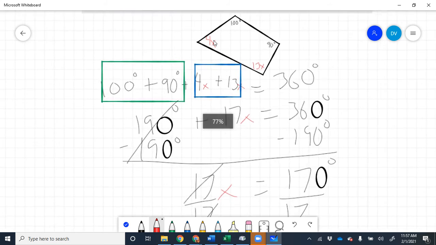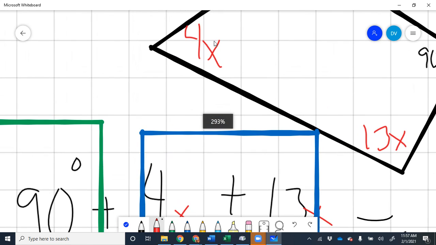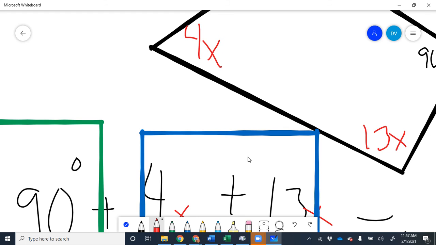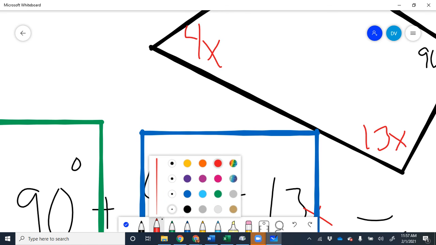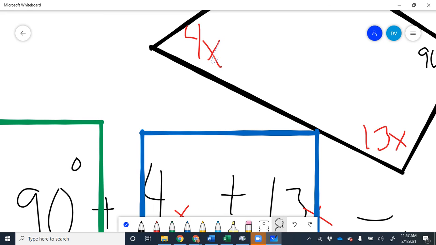So look, I'm going to zoom in here. There I see an X in red. I'm going to change that from 4 times X to 4 times, was it 10 degrees? Yeah, it was 10. Change that to 4 times 10 degrees, right? Won't that be 40 degrees?